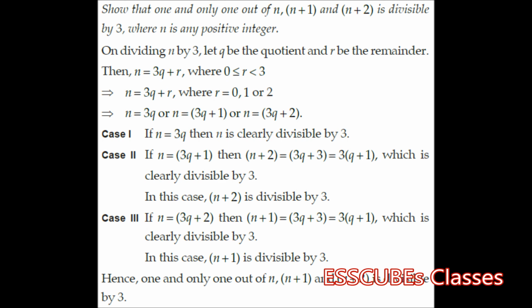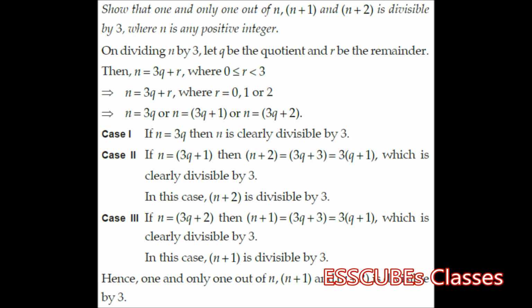Now clearly, if n is equal to 3q, it is divisible by 3. If n is equal to 3q plus 1, then n plus 2 is what? 3q plus 3, or if I take 3 common out of it, I would be getting 3 into q plus 1. Again, since there is a multiplying factor 3, that means it must be divisible by 3.